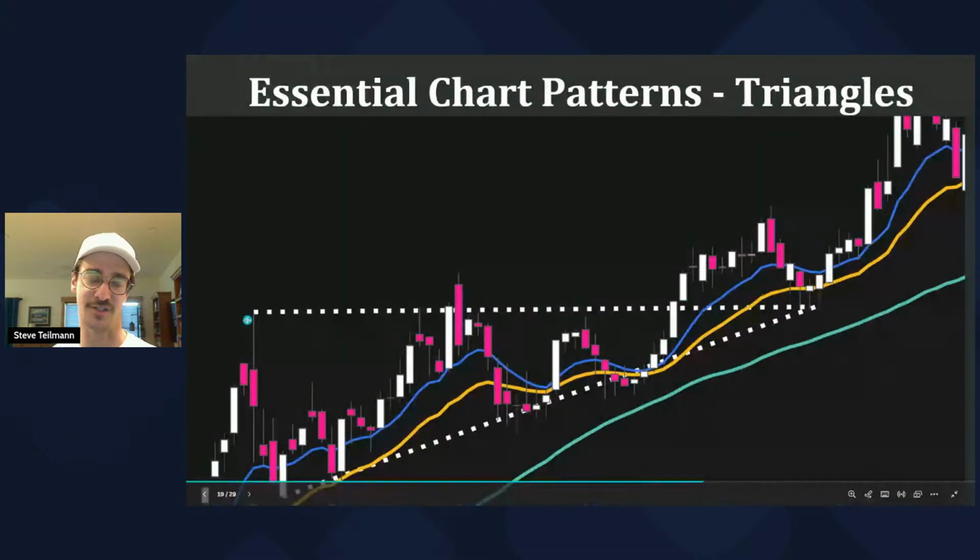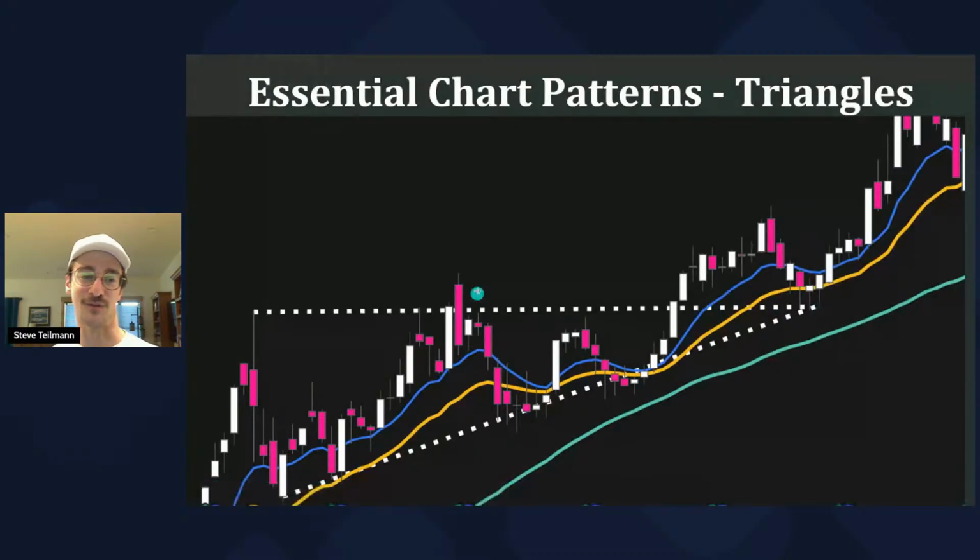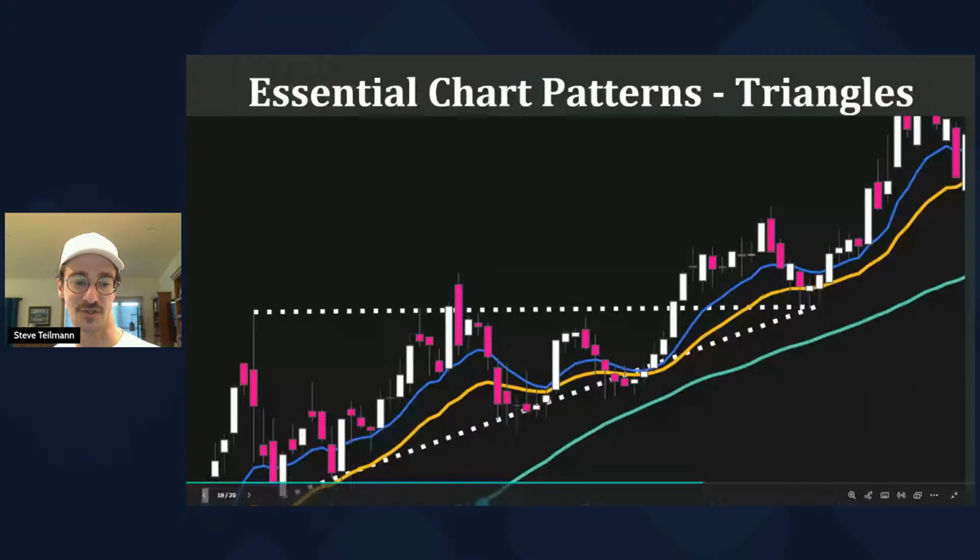I believe it's on Apple. This is a weekly chart. And what are we seeing? We are seeing a flat top base, roughly flat top. This overshot a little bit, but you know, life's not perfect. And then we see the uptrend line here.